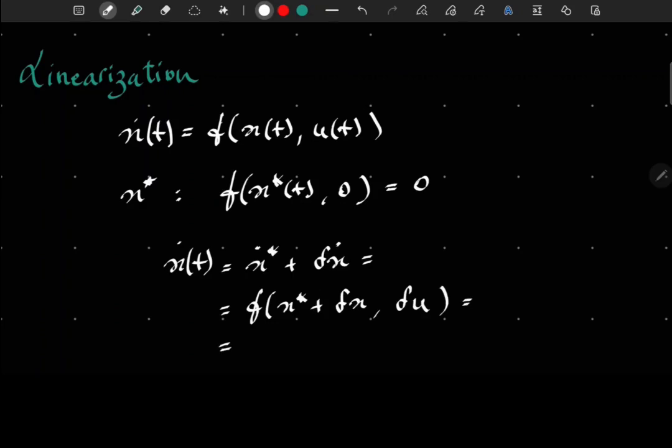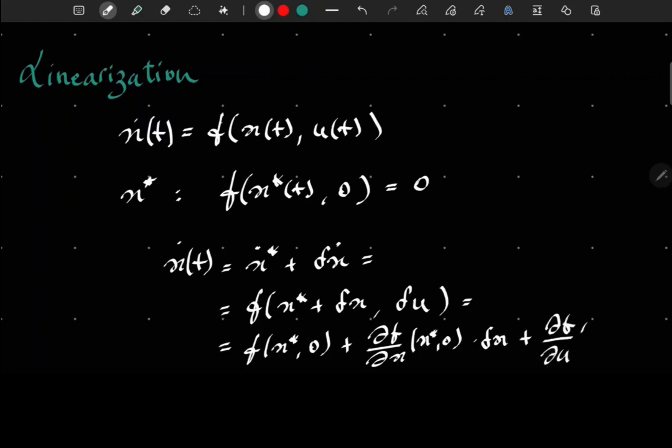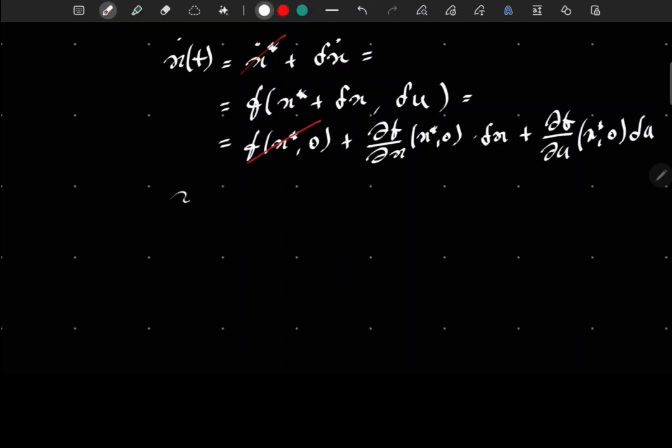Now, at first order, this will be equal to f of x star, 0 plus the derivative of f with respect to x computed in x star, 0 times delta x plus the derivative of f with respect to u in the same point times delta u. And now we observe that the derivative of x star is 0 and that f at the equilibrium point is also 0.